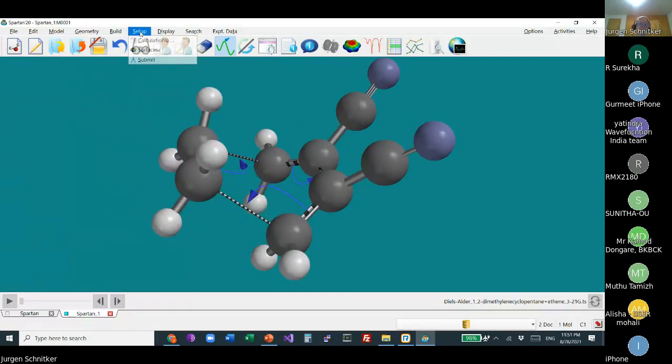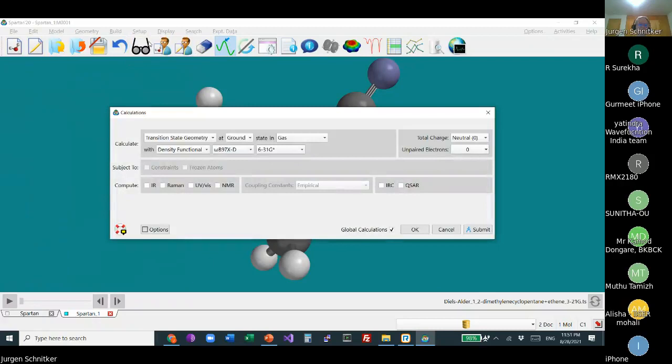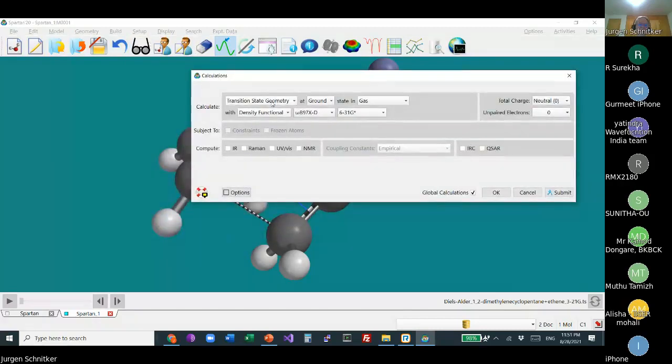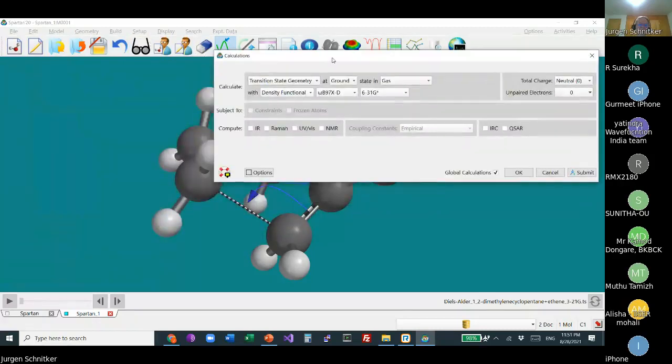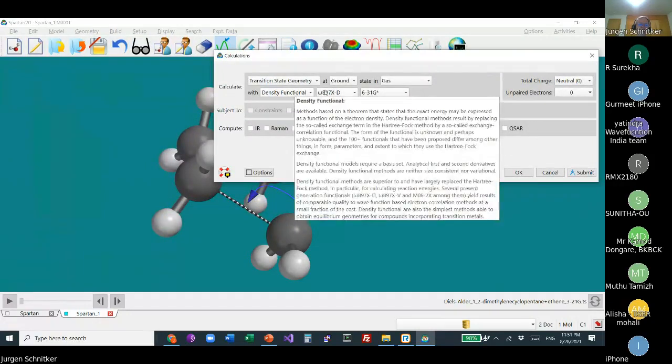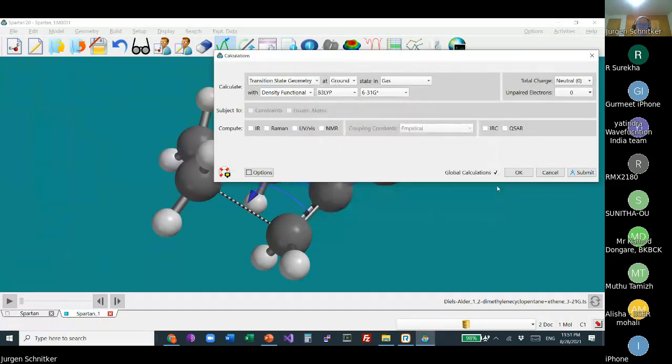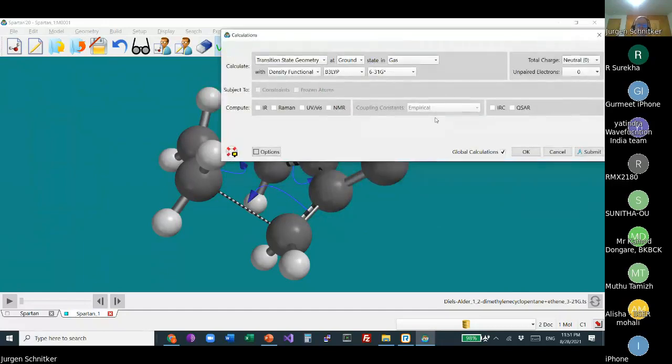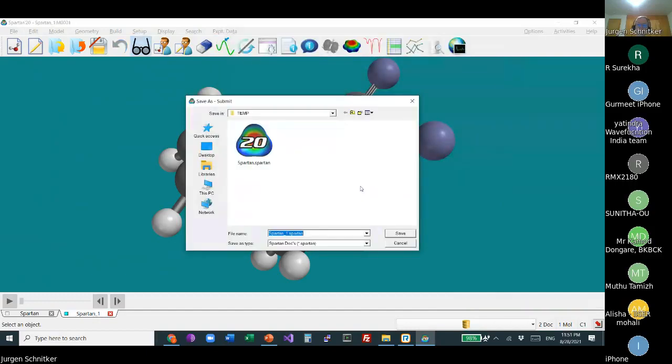Now if I go into the calculation dialog and select transition state geometry, and let's say B3LYP, I still like B3LYP because it's cheaper than the default. But let me do something really cheap, semi-empirical. Let's see whether it finishes while we are watching it. And I'll submit.